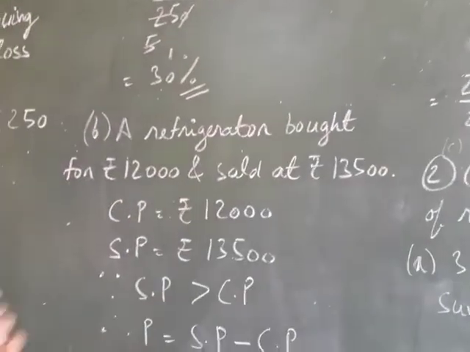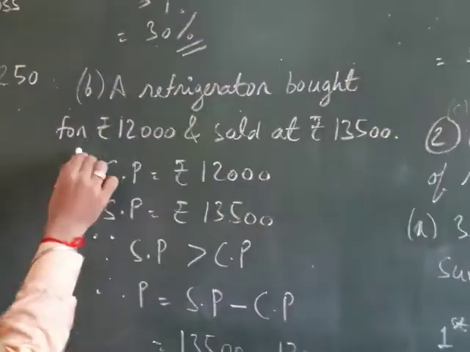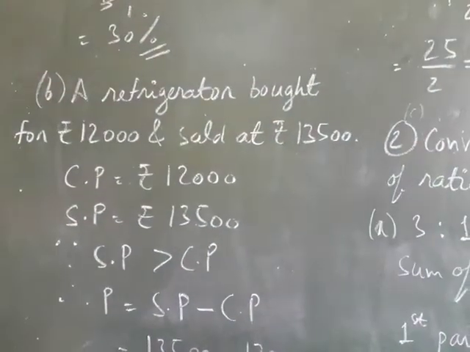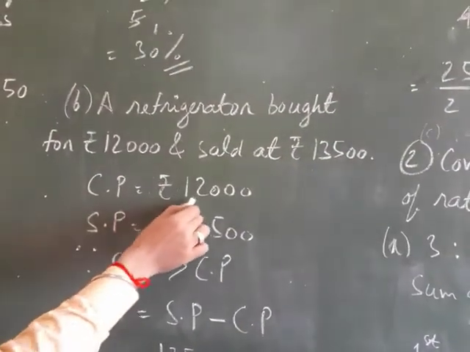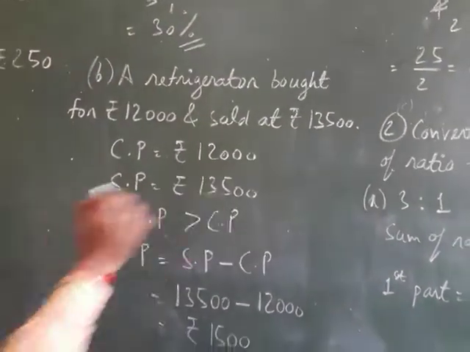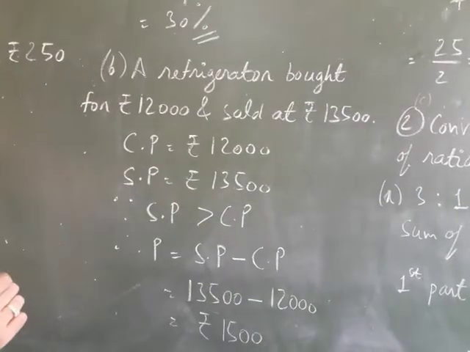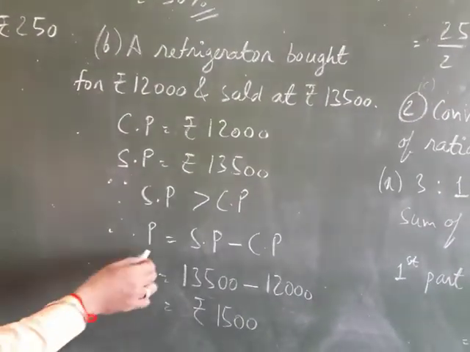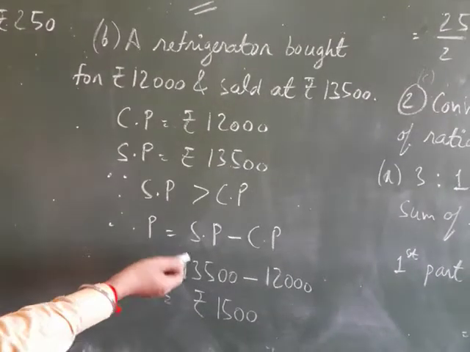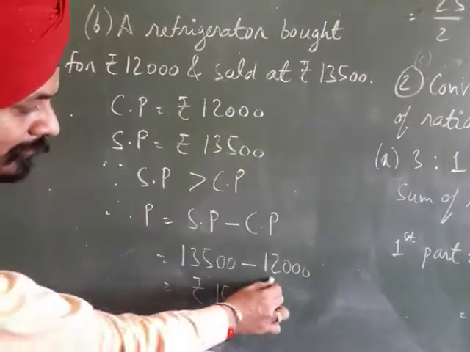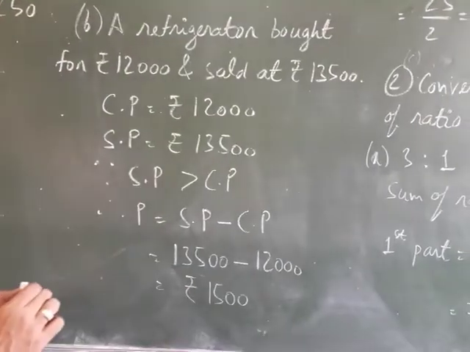Now see B part. A refrigerator bought for rupees 12,000 and sold at rupees 13,500. That means cost price of refrigerator is rupees 12,000 and selling price is rupees 13,500. In this question students also you can see that SP is greater than CP. That means you will have profit. Profit equal to what? Selling price minus cost price. So 13,500 minus 12,000 you will get 1,500 rupees.